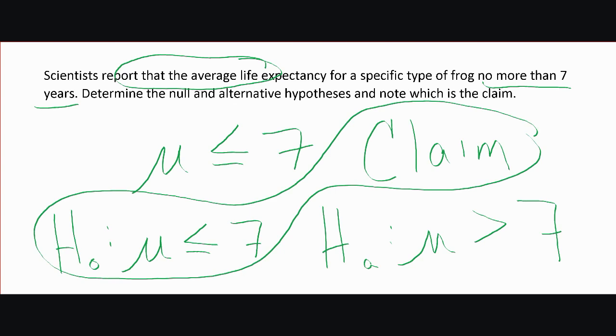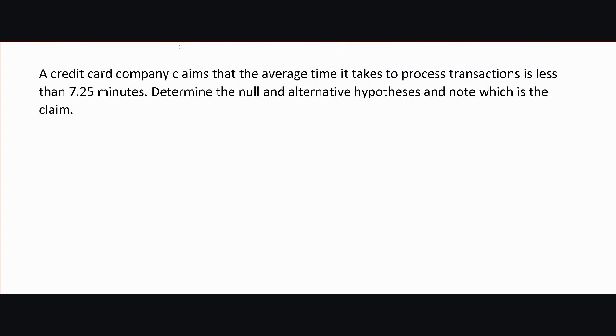All right, let's move on to another type of problem here. Here we have a credit card company that claims that the average time it takes to process transactions is less than 7.25 minutes. Determine the null and alternative hypotheses and note which is the claim. Okay, so the problem statement at the end, the task that we are given, is the same.